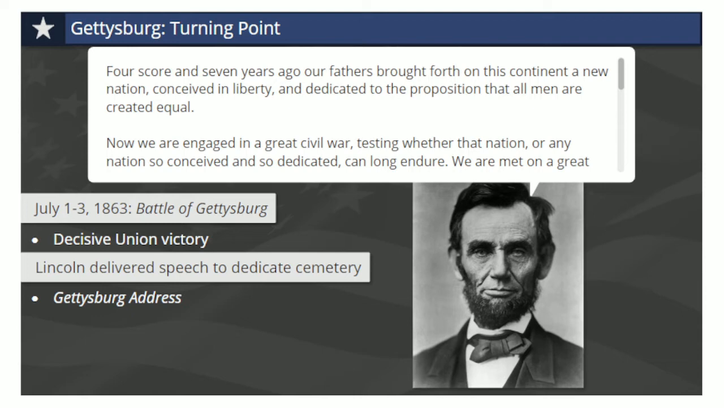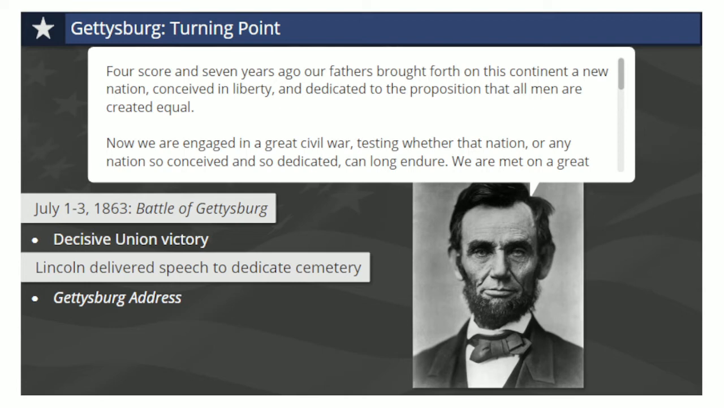It is rather for us to be here dedicated to the great task remaining before us, that from these honored dead we take increased devotion to that cause for which they gave their last full measure of devotion, that we here highly resolve that these dead shall not have died in vain, that this nation, under God, shall have a new birth of freedom, and that government of the people, by the people, for the people, shall not perish from the earth.